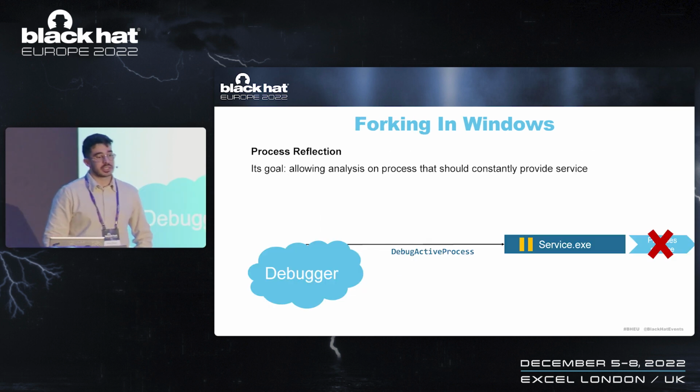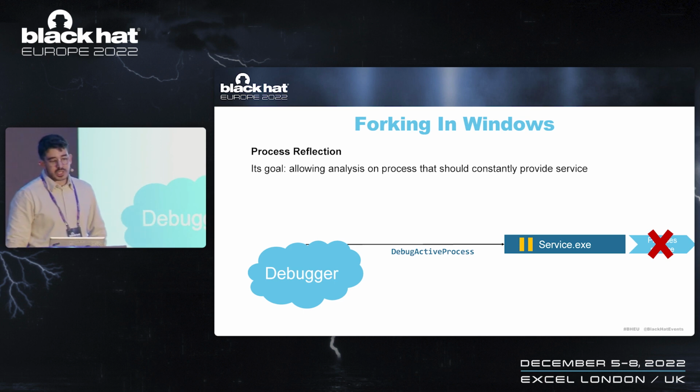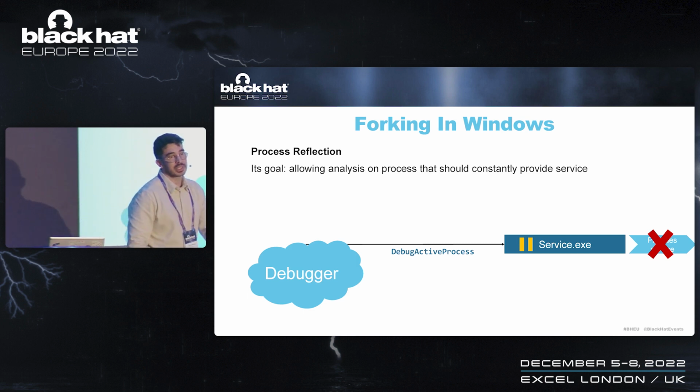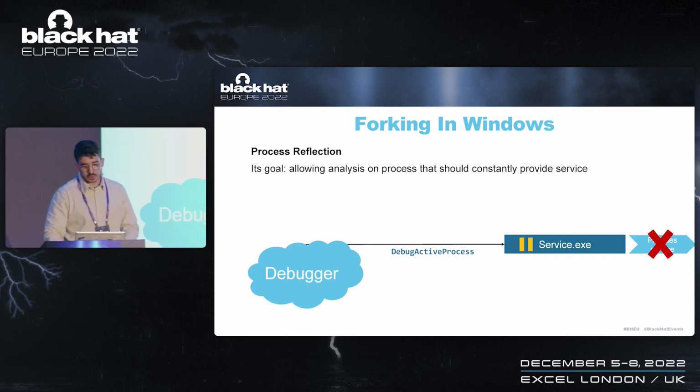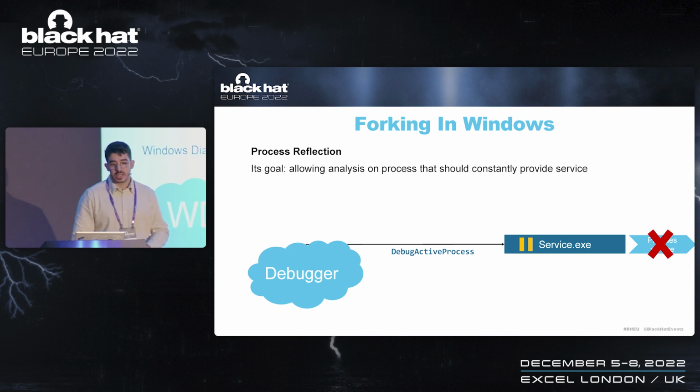So a bit of mechanisms nowadays that use fork in Windows. First one is process reflection. The goal of process reflection is to allow analysis on processes that should constantly provide service. And why is this a need? Let's take, for example, this debugger here, and let's say it wants to debug service.exe that provides some crucial service to the operating system's runtime. If the debugger resumes to debug this process, it will render the service unable to provide service and then disrupt the system. So what reflection does is it allows us to fork the said process to be analyzed, and then we can analyze the suspended fork without interrupting the system.